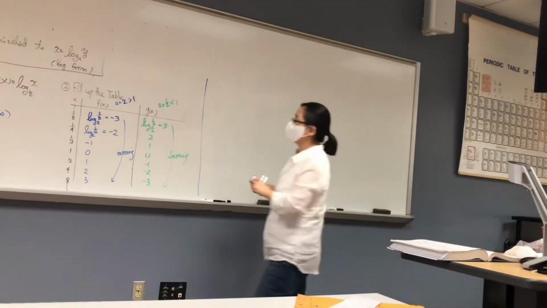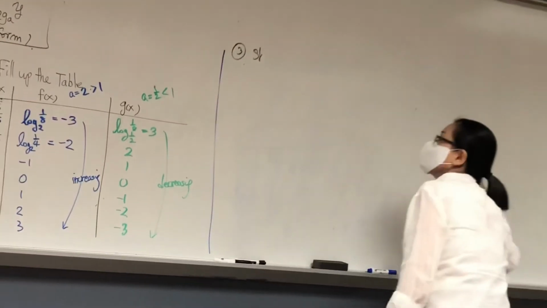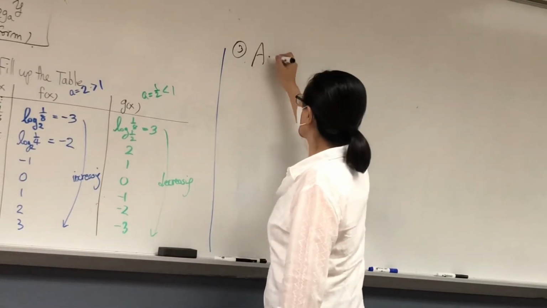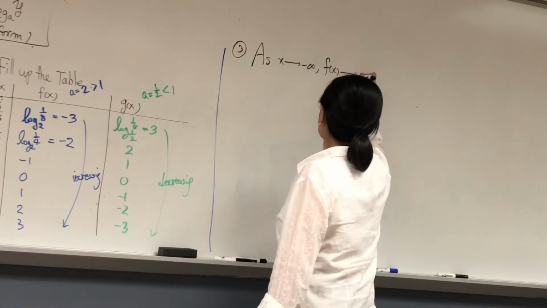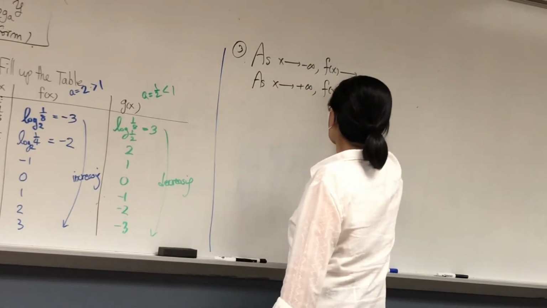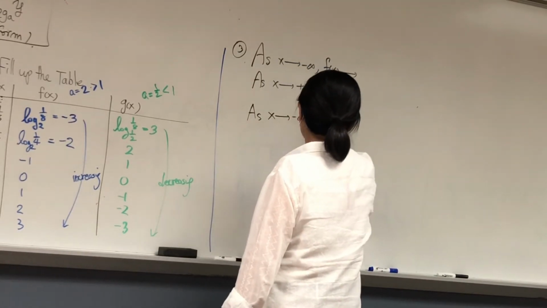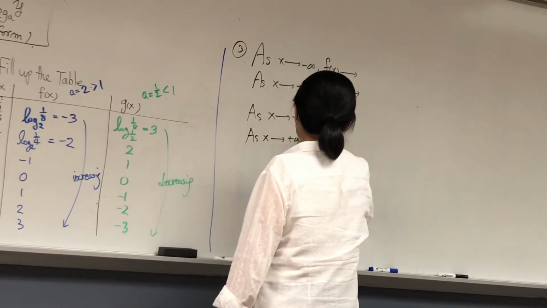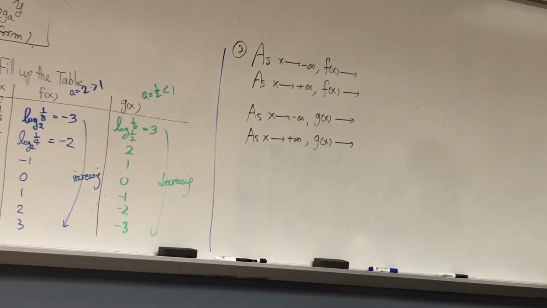Okay, part 3. Sketch. As x approaches negative infinity, f of x goes where? As x approaches positive infinity, f of x goes where? As x approaches negative infinity, g of x goes where? As x approaches positive infinity, g of x goes where? Describe the end behavior for f and g. Let's go.